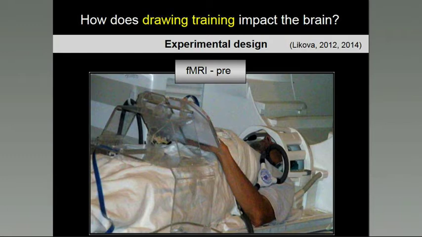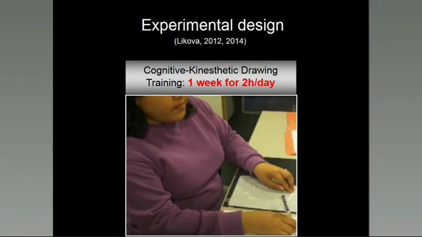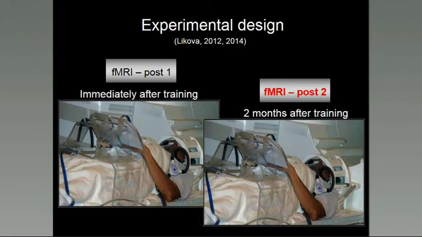So before any training, we scan the brains of people. What you see here, this is a participant on the bed of a scanner trying to draw before being trained. So this is followed by a week of cognitive-kinesthetic training. And then after the training is completed, we ask people again to get in the fMRI. We measure their brain, and also in order to look for long-term effects of this drawing and to see if the brain continues to change after the training is completed, we scan them again 2 months later. So there is no intervening training between these 2 scans.